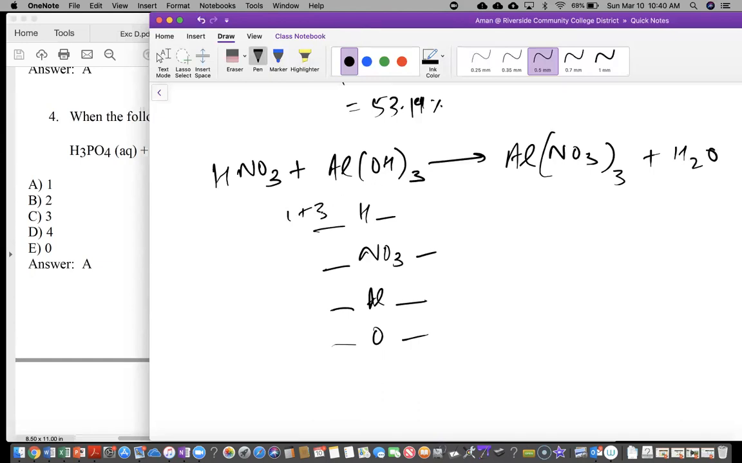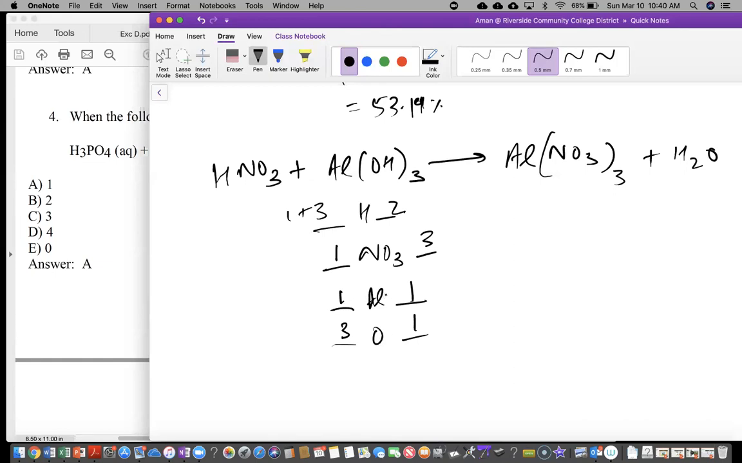So 1 plus 3. And hydrogens on the right-hand side are how many? 2. NO3, how many on the left-hand side? 1. How many on the right-hand side? 3. How many aluminums on the left? Just one. On the right, just one. And then oxygens, we have NO3, so I'm not going to count them because we're already counting NO3. Oxygens here, we have 3 on the left. On the right-hand side, we have 1. I would always recommend you start balancing with the easiest one first.